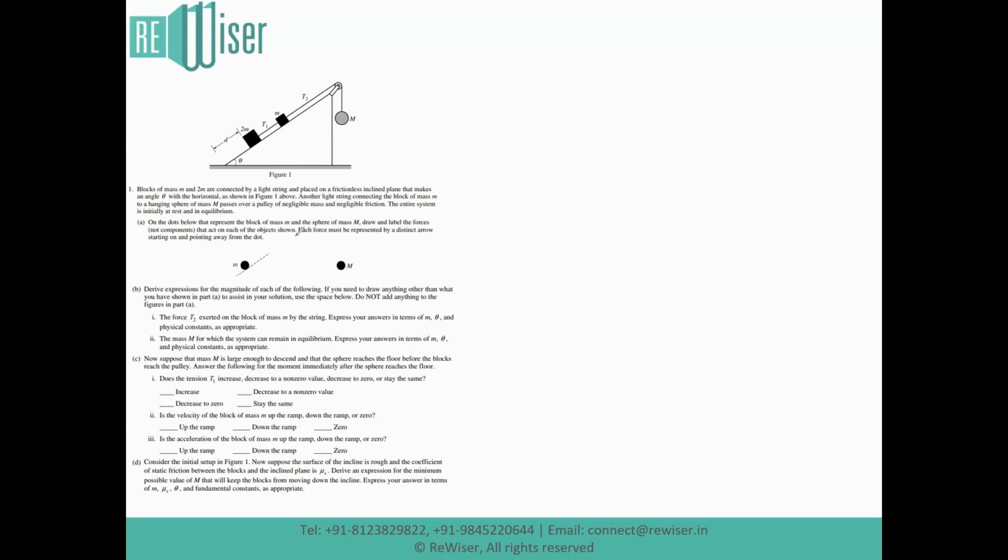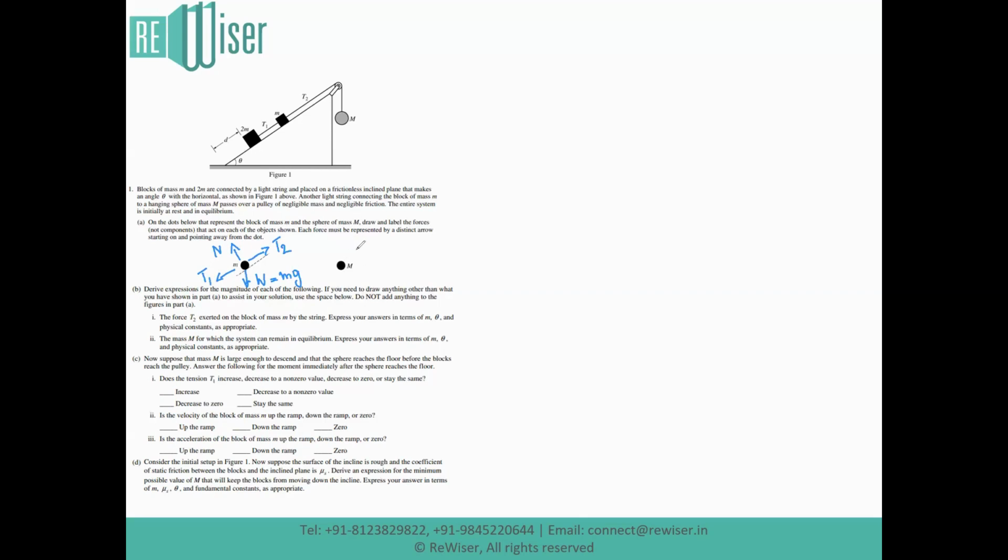Now, starting with mass m, it has tension T2 acting up the slope. It has its weight W, which is equal to mg acting downwards. It has a normal force, also known as a reaction force. Let's call that N, acting perpendicular to the surface. And it has another tension T1 due to the wire being attached to the mass 2m.